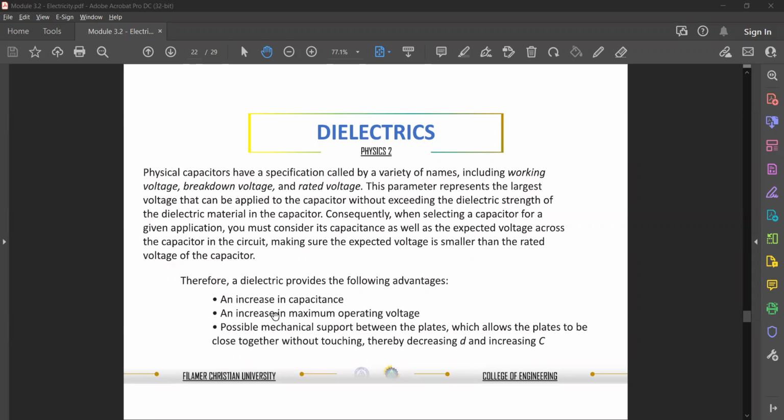Okay. So therefore, a dielectric provides the following advantages: an increase in capacitance, an increase in maximum operating voltage, and possible mechanical support between the plates, which allows the plates to be close together without touching, thereby decreasing the distance and increasing the capacitance. Or yung distance mismo within the plates, and yung charge natin is increases.